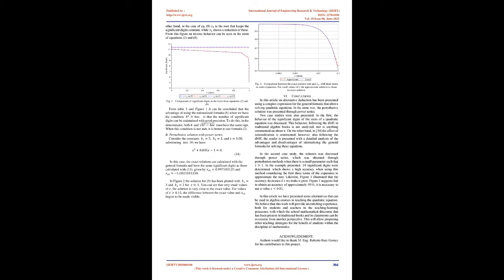In the example presented, 10 significant digits were determined, which shows a high accuracy when using this method considering the first 3 terms of the expansion to approximate the root. Likewise, Figure 1 illustrated that the accuracy decreases if we make the parameter grow. Figure 1 suggests that to obtain an accuracy of approximately 95%, it is necessary to use a value below 0.01.